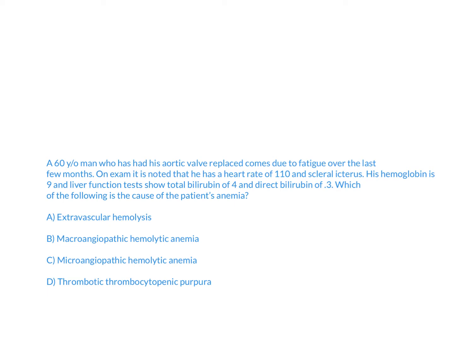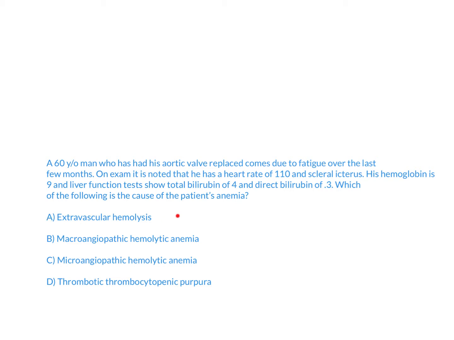So we have a 60-year-old man who has had his aortic valve replaced and comes in due to fatigue over the last few months. On exam, it is noted that he has a heart rate of 110 and scleral icterus. His hemoglobin is 9 and liver function tests show total bilirubin of 4 and direct bilirubin of 0.3. Which of the following is the cause of this patient's anemia?